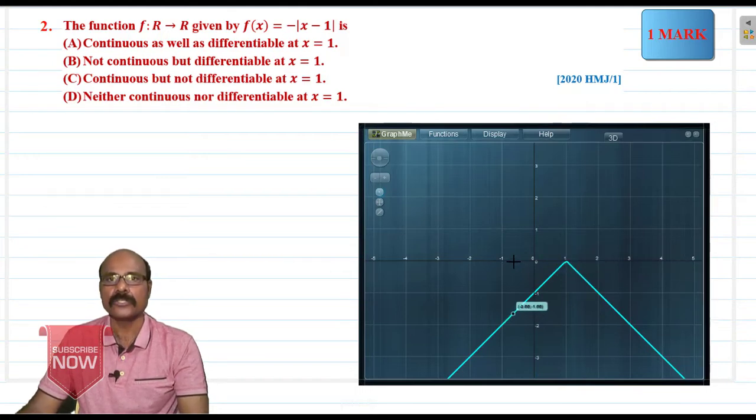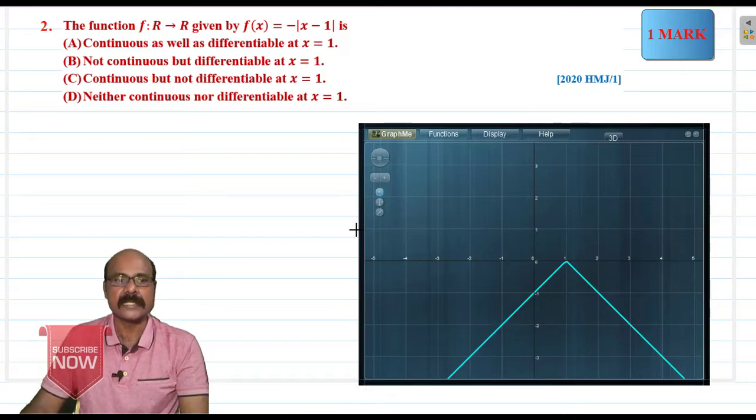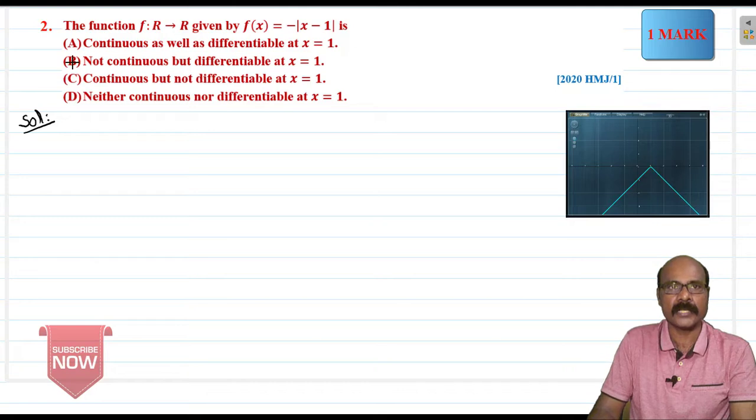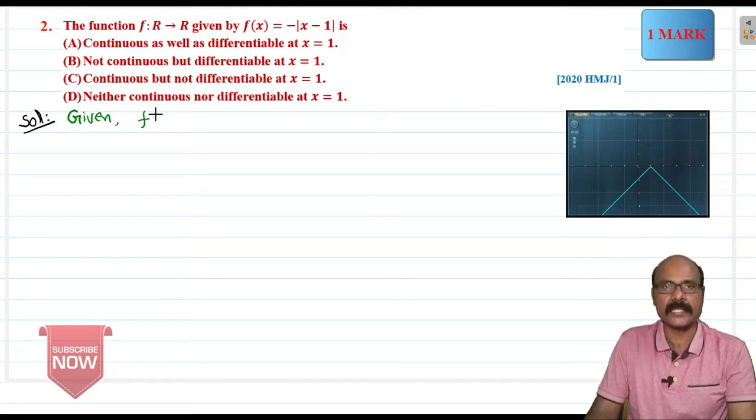Okay. So for that, I am going to discuss the differentiability at x equal to 1 concept. I will make this graph as a small diagram. Let us discuss the solution for this question. So what is the given function here? The given function is f of x is equal to minus modulus of x minus 1.